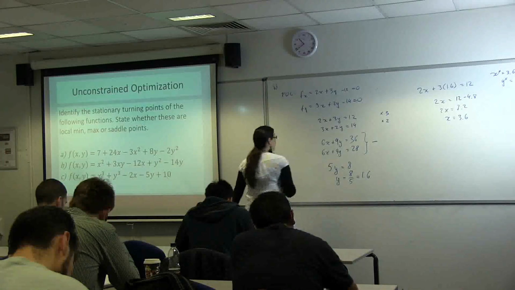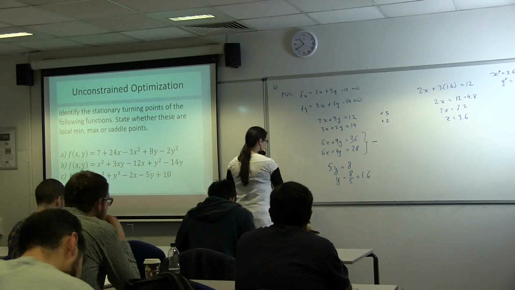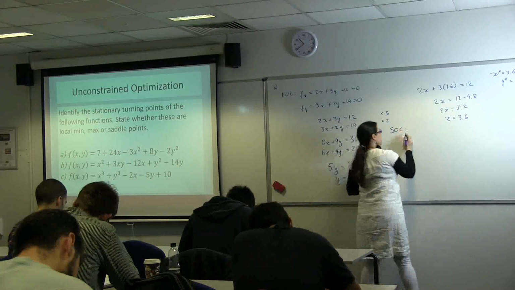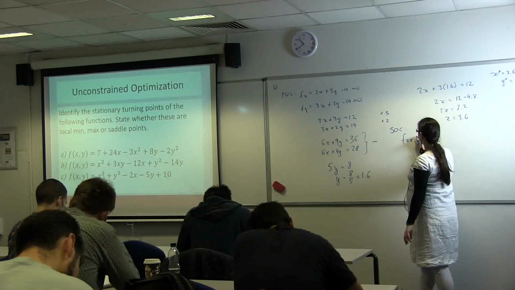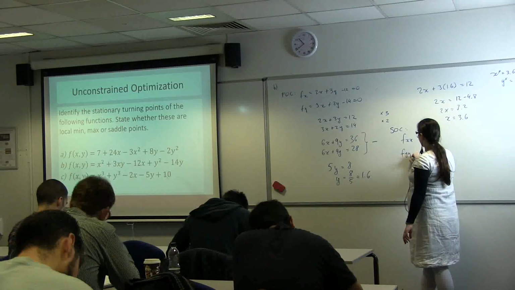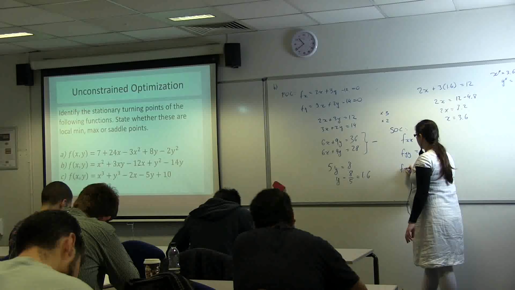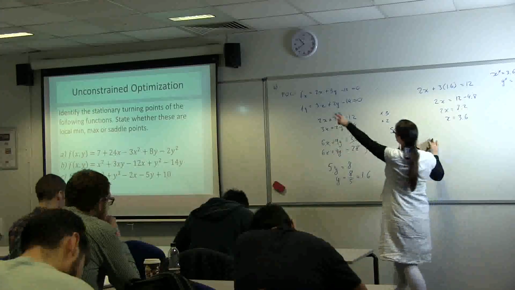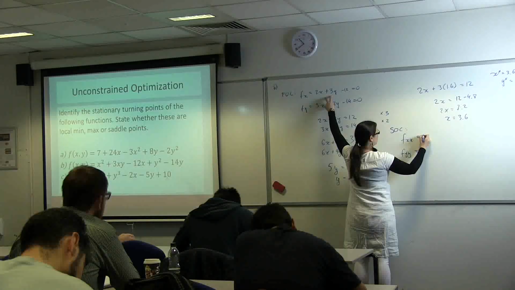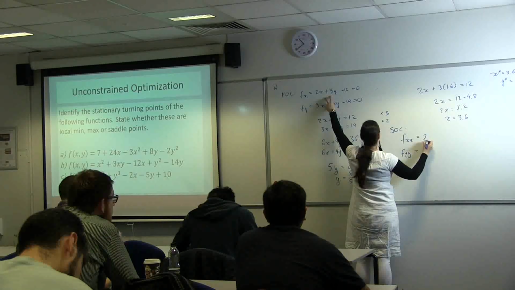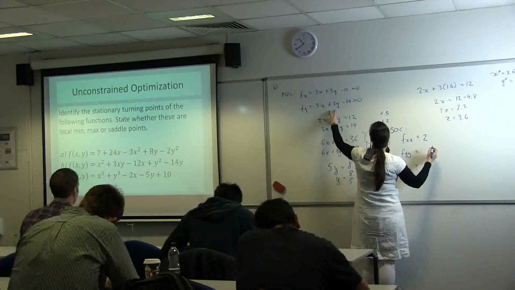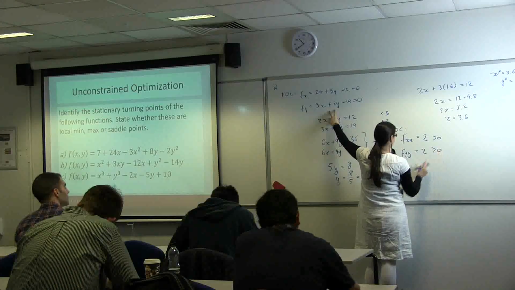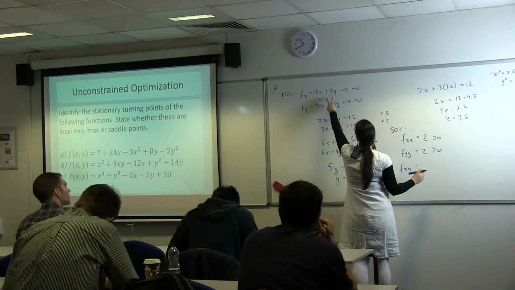What's the next step? Second order condition. So I need fxx, I need fyy, and I need the cross partials as well. So fxx is 2, fyy is 2, both of them are positive. And what is fxy?